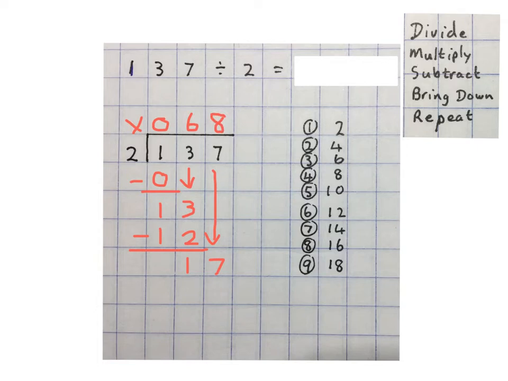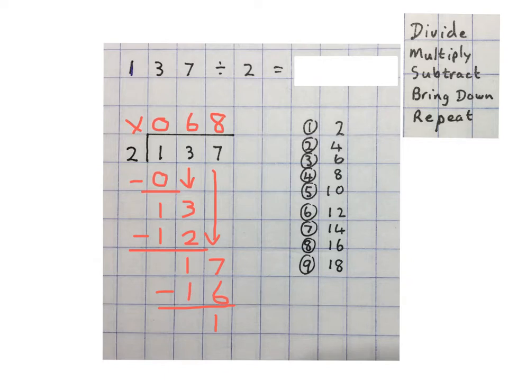Then let your eyes go with me again. You take this 8, you multiply it with 2, and you write the answer here. You write 16. Then you minus the 16 from the 17. That'll give you 1. And then there's nothing more to bring down. So that means now you've finished. You can't repeat anything.